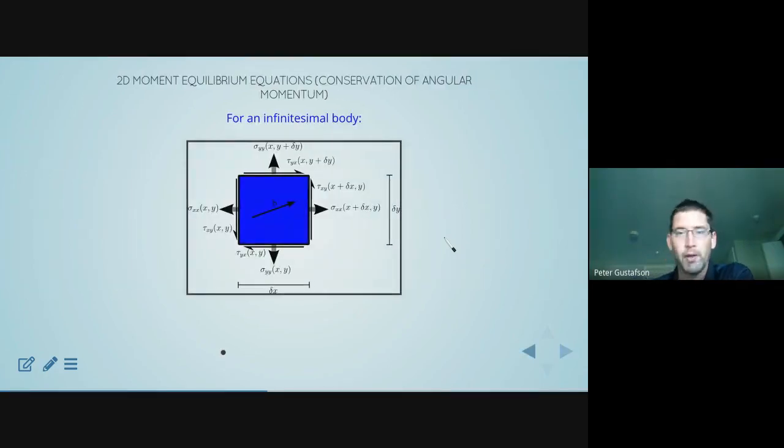Okay, so I think that was a relatively easy calculation. It's simply algebra and then taking a limit and understanding what a derivative is. You guys have been doing that for years. I'm going to now take a look at, instead of linear equilibrium, that is translational equilibrium, rotational equilibrium, what we'll call moment equilibrium. This is known as conservation of angular momentum. What we previously expressed was conservation of linear momentum.